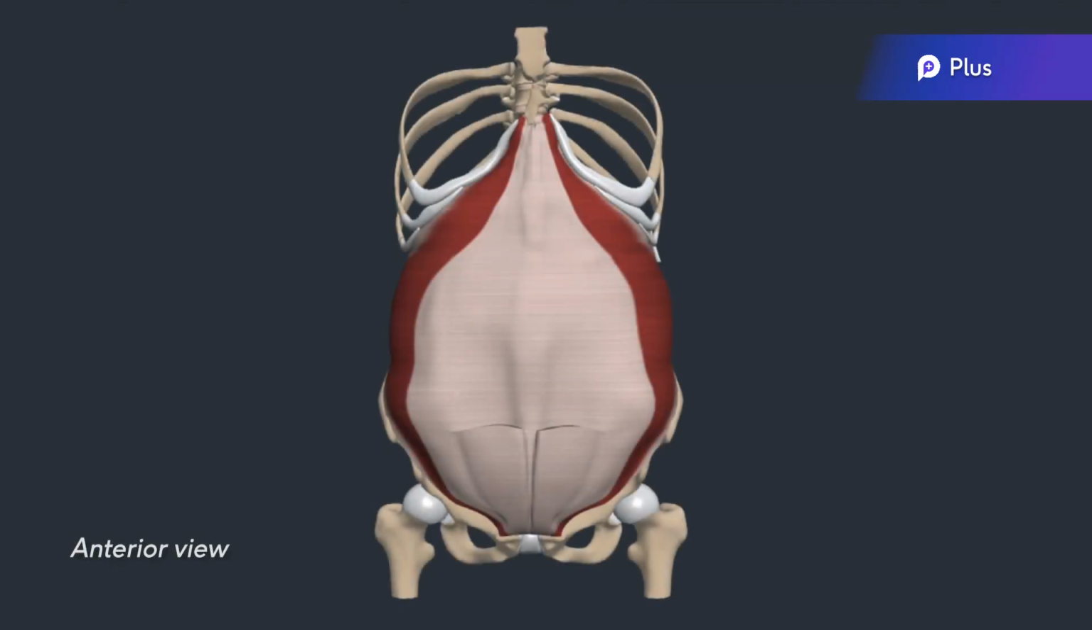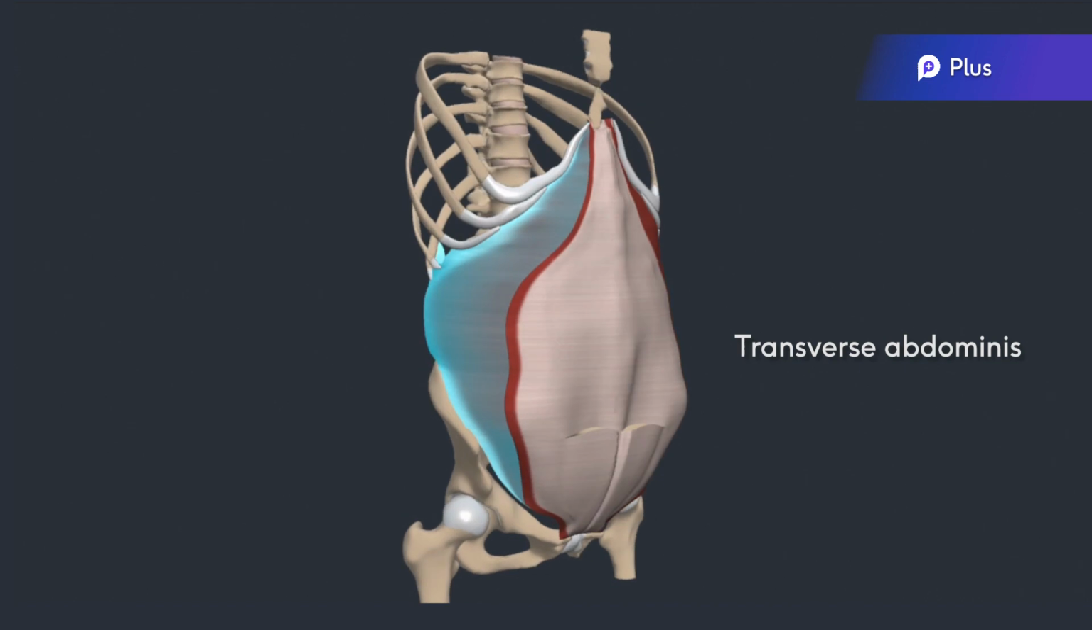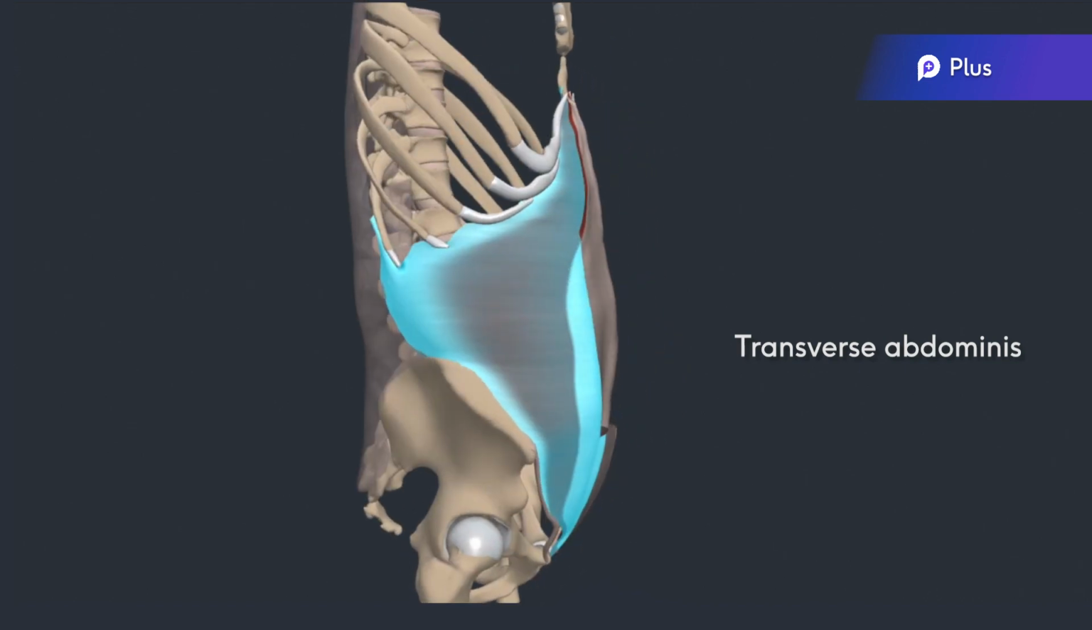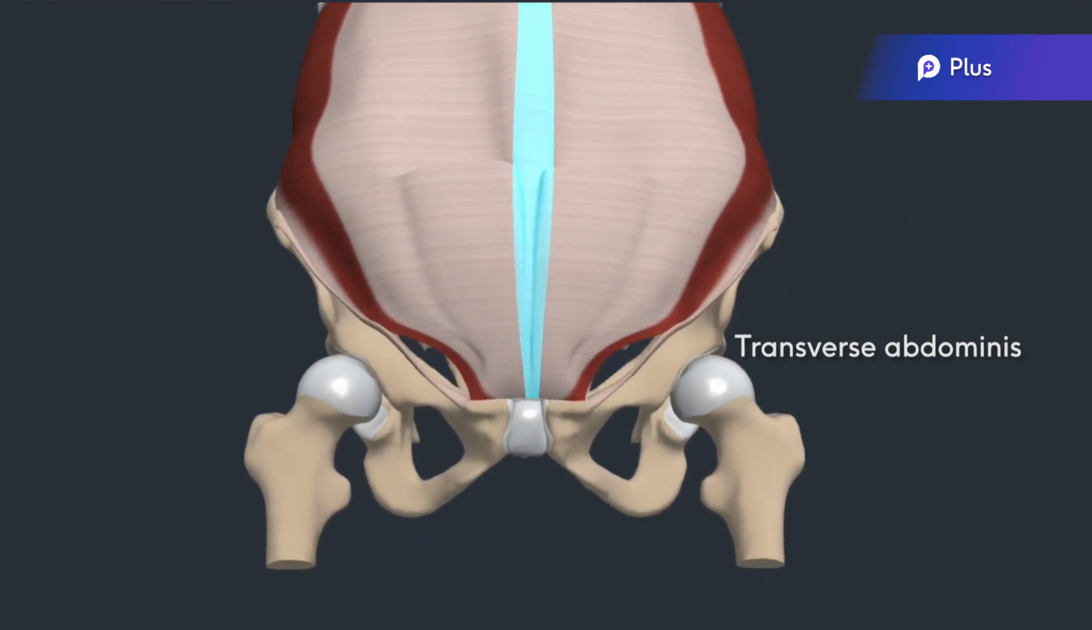There are 4 major muscles that make up the abdominal wall. The deepest layer is the transverse abdominis. It originates from the 7th to 12th costal cartilage, the iliac crest, the inguinal ligament, and the thoracolumbar fascia. It then inserts into the linea alba, the aponeurosis of the internal oblique, and the pubic crest.